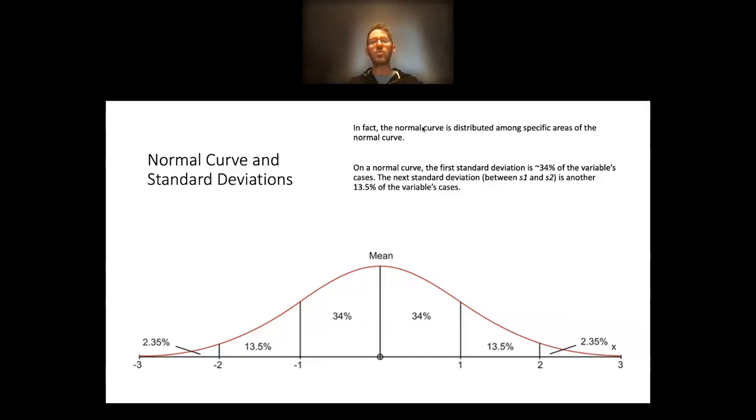Then, when you go from one standard deviation above to two standard deviations above, there's about 13.5% of the cases, and so on. So this will always happen when you have a perfectly normal curve. Now, rarely does a perfectly normal curve exist in the world, but this is, like I said, a theoretical example.